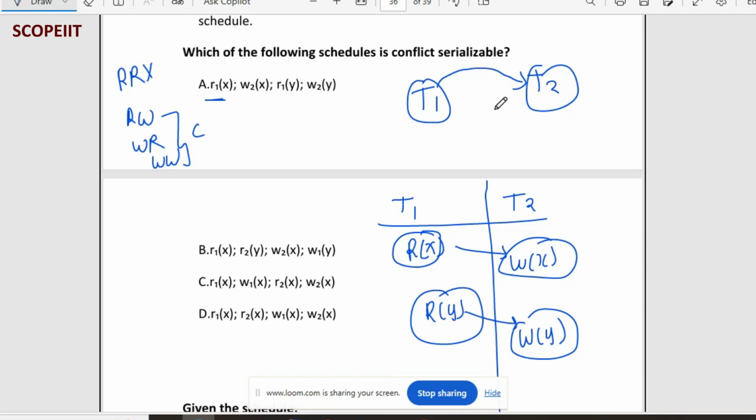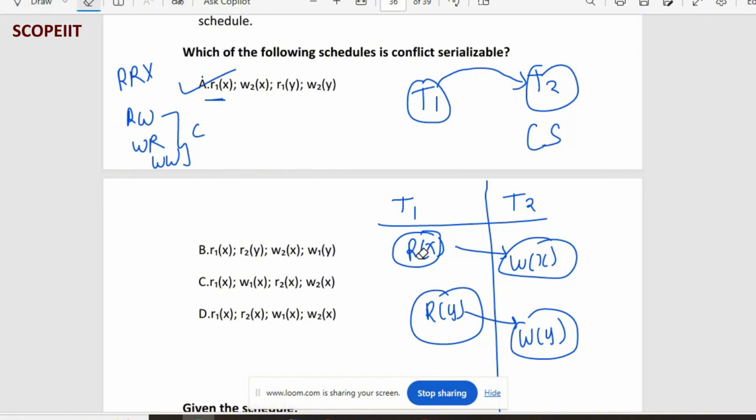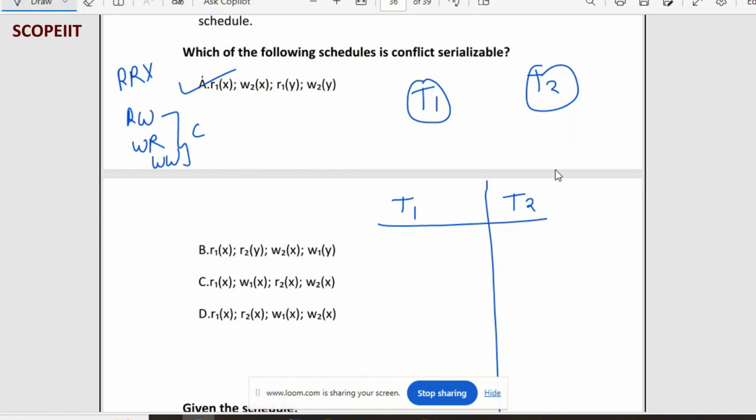I hope it's clear. As there is no confliction, now check, is there any cycle? If you get a confliction from T2 to T1, then a cycle will arise: T1 to T2, T2 to T1. But right now there is no cycle. So as there is no cycle, that means it is conflict serializable. What was the question? Which one of the following schedules is conflict serializable? So A is the answer. Other than that, let us check the other options as well.